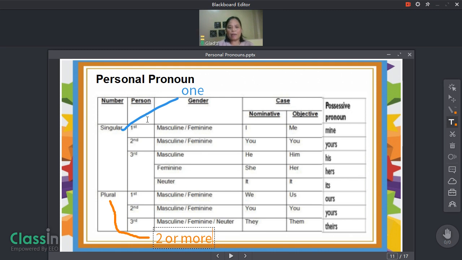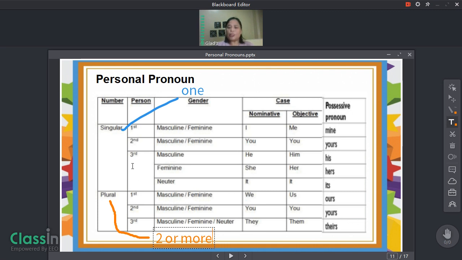And then we have the person. First person, like what I said, is the speaker. In the singular pronouns, for the first person we have I, me, and then mine for the possessive. For the plural form, we have we, us, and ours. For the second person, singular or plural, we have you, and then yours.